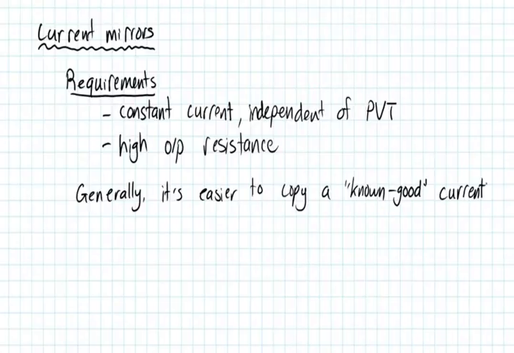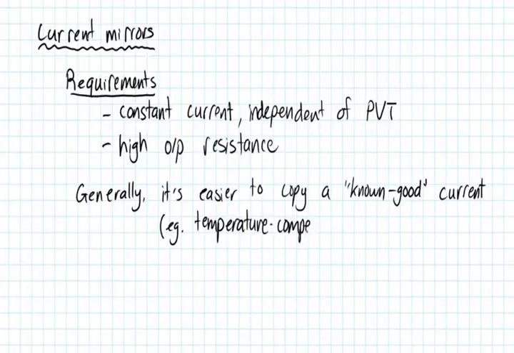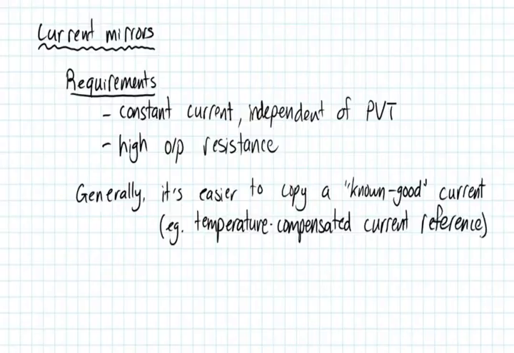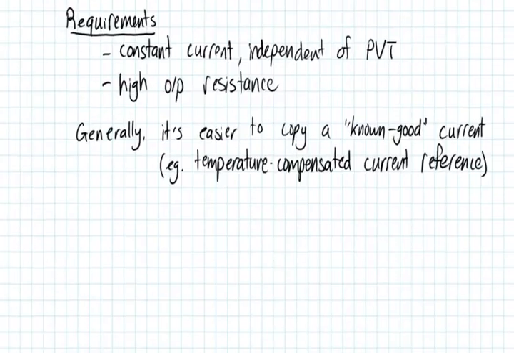So instead of having to design a current for every single block that we're trying to bias, let's just spend a lot of effort and design one known good reference. So this will be some sort of temperature compensated current reference, which we're not going to have the opportunity to discuss in this class. If you're interested in reading more about it, there's lots of papers and textbooks and literature on doing band gap references and other types of current reference circuits.